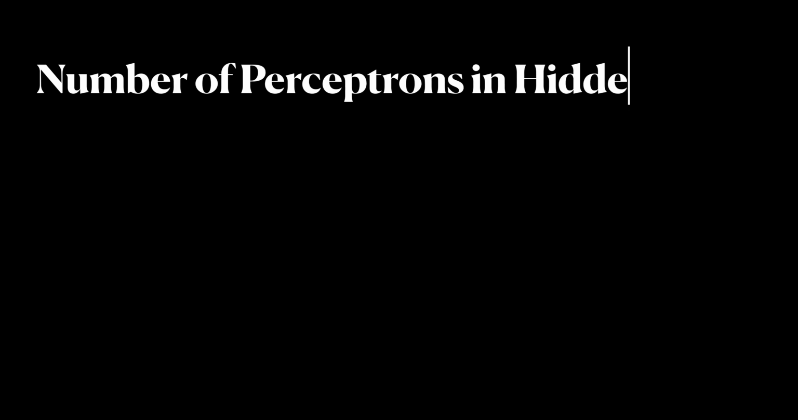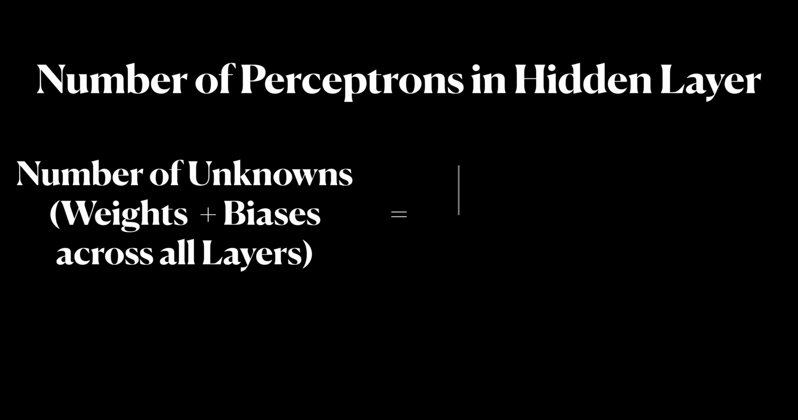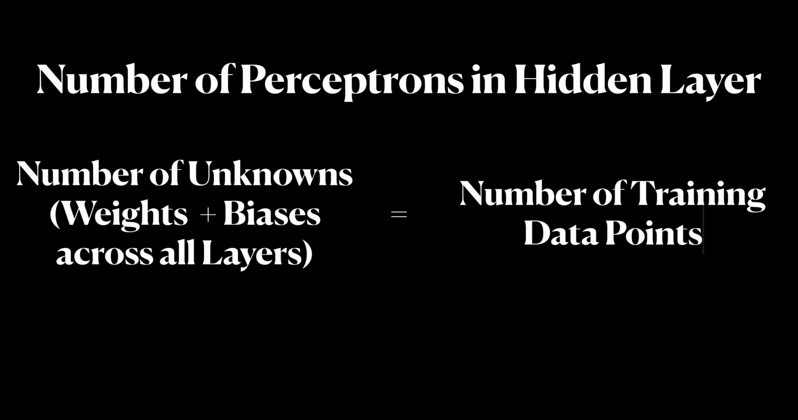The number of perceptrons in the hidden layer may be decided by constraining the degree of freedom for the equations. Each data point gives an equation that the weights and biases will satisfy for zero error. Here, the unknowns are weights and biases in the network. To keep the degree of freedom close to zero, we have number of unknowns equal to number of equations to be satisfied.